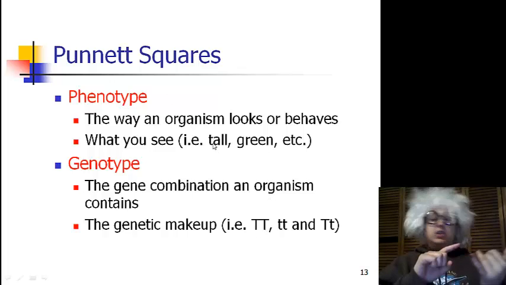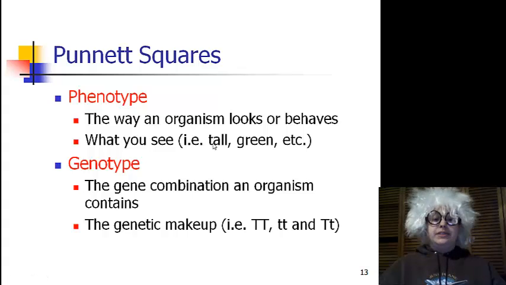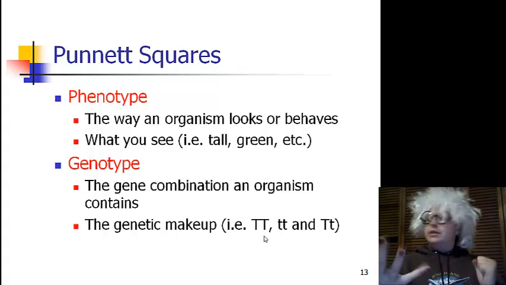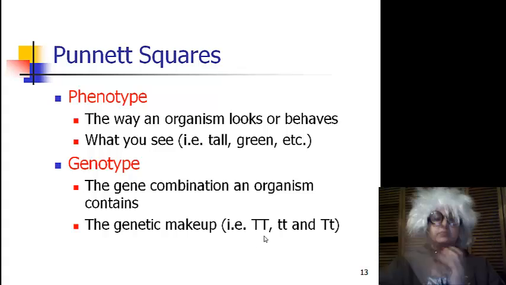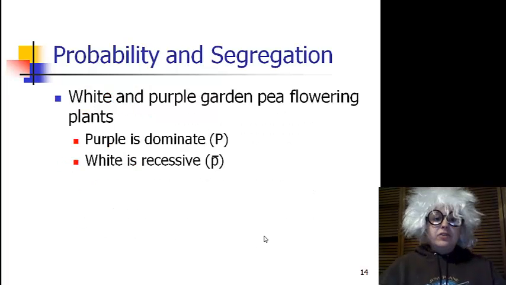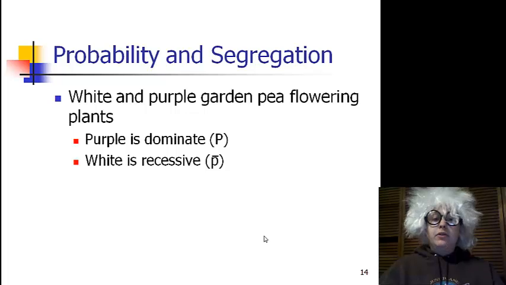For a phenotype, you're going to say stuff like tall, short, green, round, physical appearances. For a genotype, you're going to give the alleles, the genetic makeup: big T, big T; little t, little t; big T, little t. So we're going to take a look at some white flowers versus some purple flowers on our pea plant. Purple is dominant, and white is recessive.